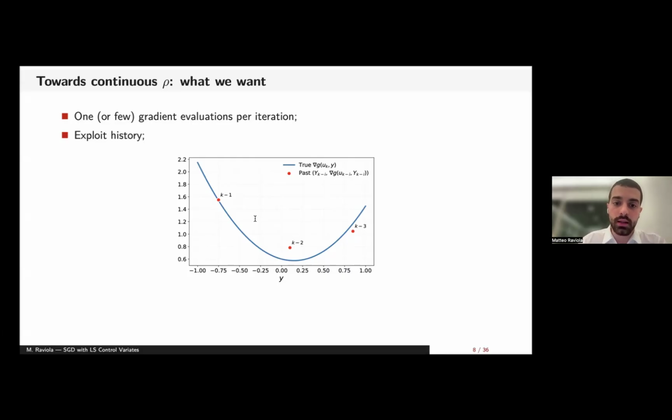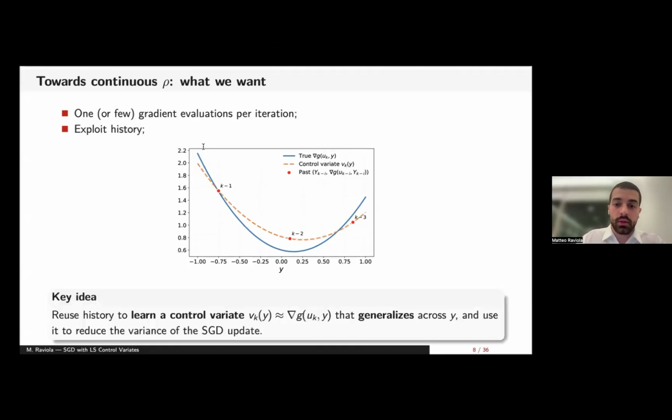And so the idea is that, in SAGA, we would just predict the value as the red points for the blue curve. But our idea is very simple. Since in many applications that we care about, there's some smoothness of this gradient, grad of g(u_k, y), we can essentially fit a control variate that generalizes over the parameter value.